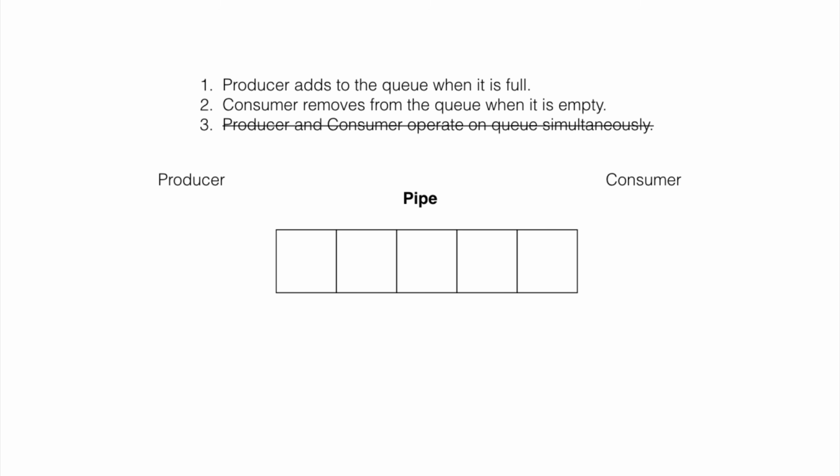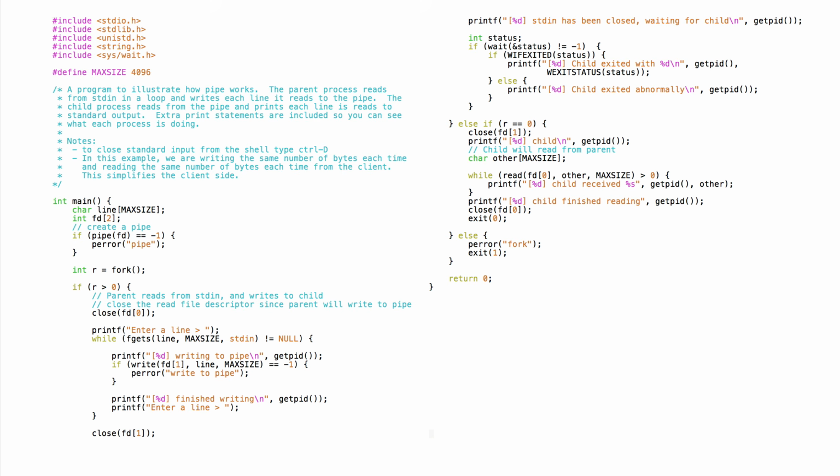Next, let's consider what happens if the producer takes longer to write data to the pipe than the consumer can read it. The consumer process will call read on the pipe when it contains no data. Fortunately, the operating system helps us out in this case. The read call will block if the pipe is empty. You have already seen an example of this in a previous video.